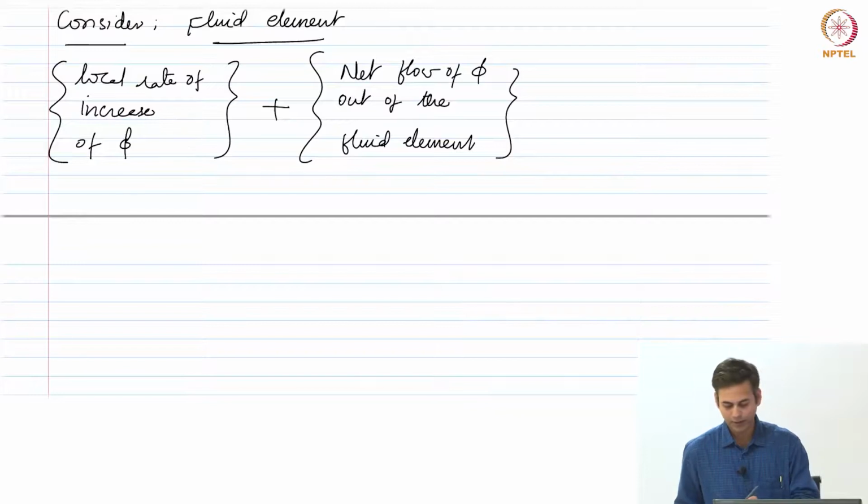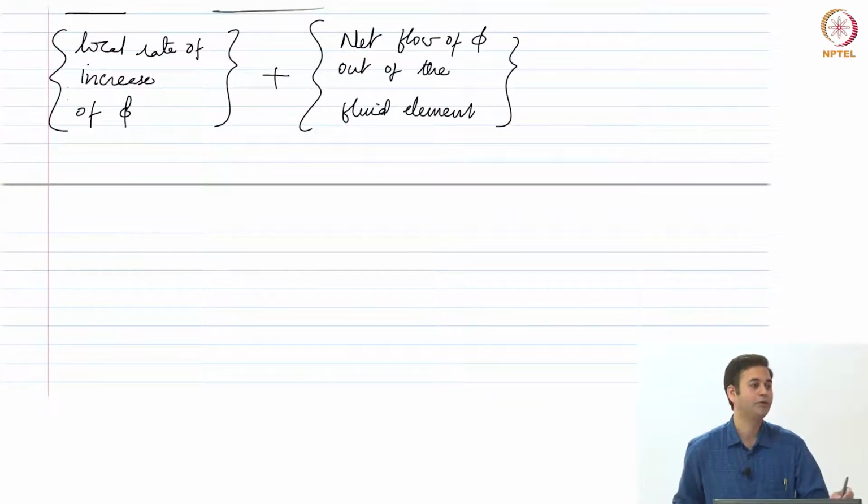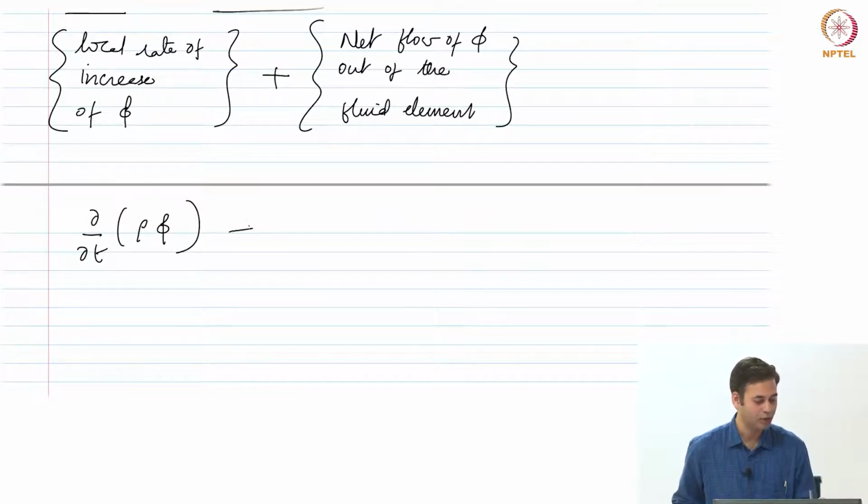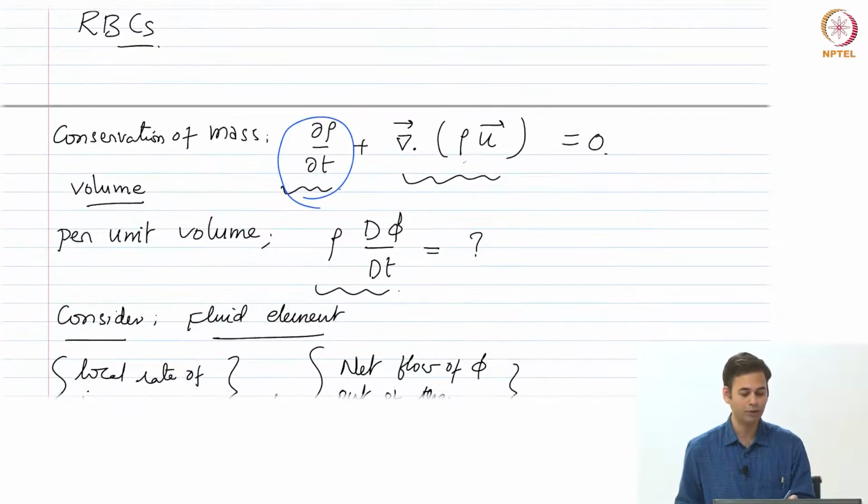Now, what will be this local rate of increase of phi per unit volume? That will be partial t of rho phi, because the instantaneous value of phi per unit volume inside the fluid element would be rho phi, and then the local rate of increase is this much, plus what would be the net flow out of the fluid element of phi? Remember what was this quantity? Del dot rho u bar was the net flow rate out of the fluid element, right?